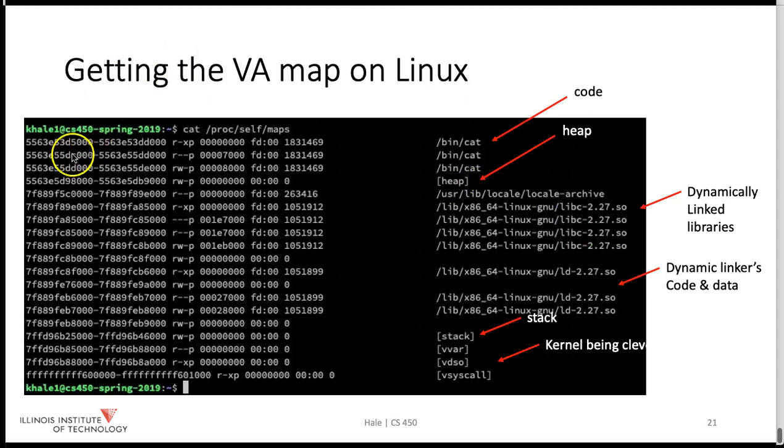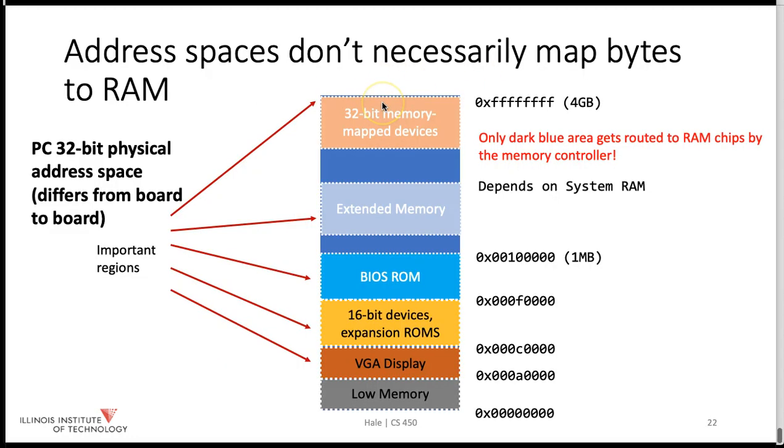Right? These bytes at address 5563, whatever, those map to the heap. Right? These things are libraries which your program depends on. Okay, so the kernel will actually, the loader, which is part of the kernel, will load libraries into the address space of the process and will make them correspond to bytes in memory. So they don't necessarily map bytes to these address spaces.